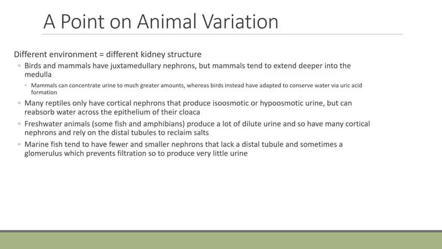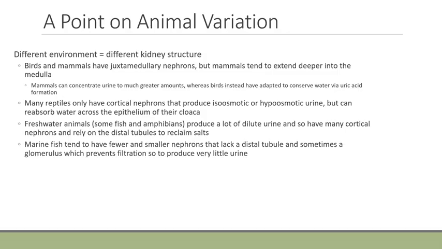A lot of freshwater animals, which would include some fish and other amphibians, we already talked about how they're producing a ton of dilute urine. So they're going to have just a bunch of those cortical nephrons. They're not going to necessarily need as many of those juxtamedullary ones, which help establish salinities and help concentrate things. What we'll see in the next video is that the distal tubule is going to be really important for reclaiming, getting a lot of those salts back into your blood flow. So they're going to really utilize those distal tubules because they need to get a lot of salts back, because they do just have to constantly pee, since they're inundated with their own water.